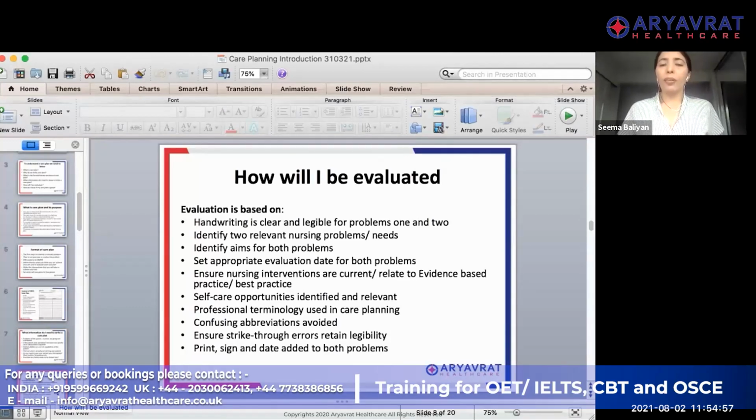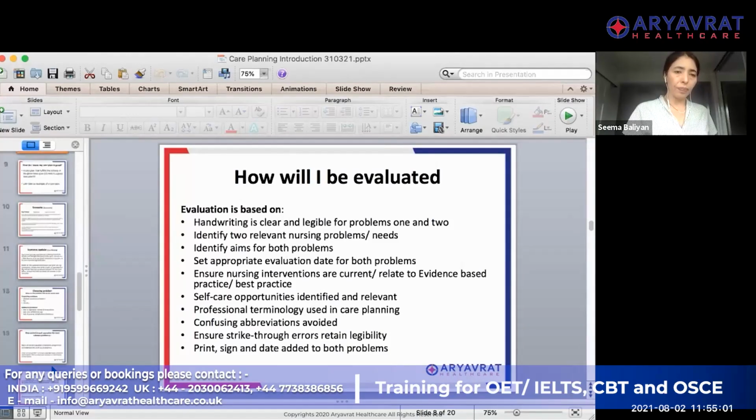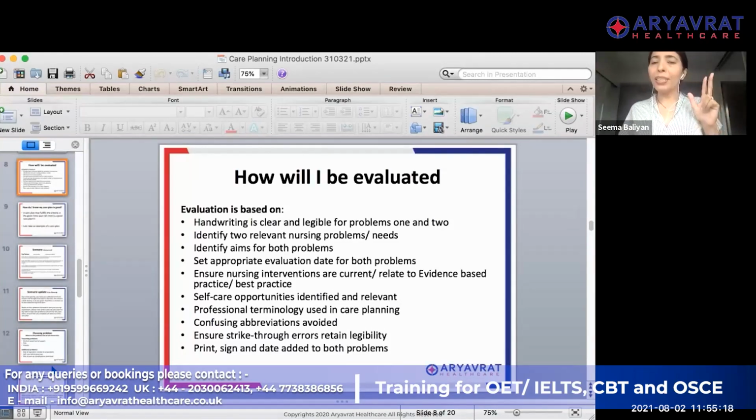Now, how will you be evaluated? In the evaluation, clear and legible handwriting is very important, because there is no point if they can't read anything you have written. You have to write 2 relevant problems. Both of these problems should be separate.